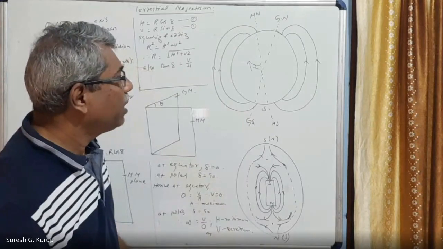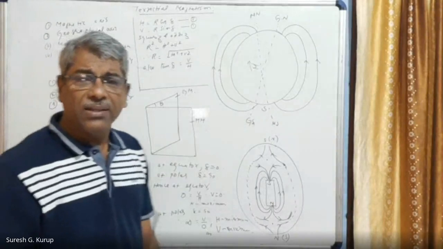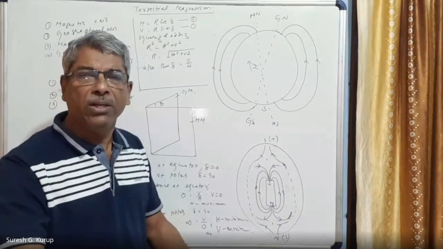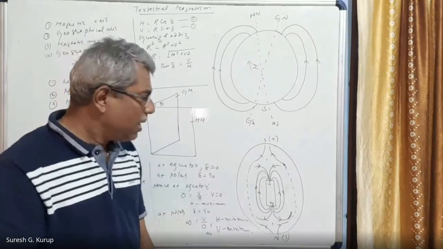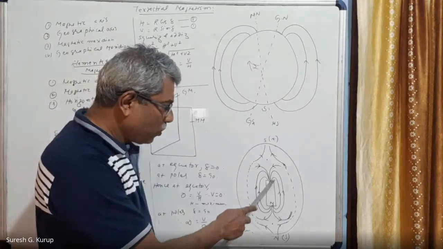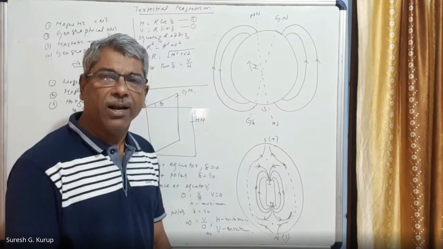Now there are two axes shown here. The axis of a magnet is an imaginary line joining the north and the south pole of that magnet. A magnet also can have an axis. Suppose I join the north and the south pole of this magnet by a straight, imaginary line, that is the axis.